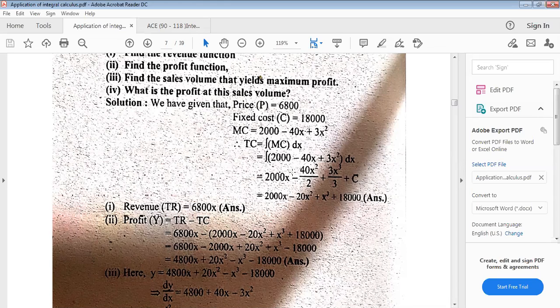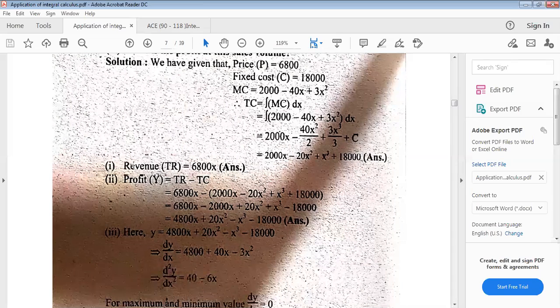Integration of 1 with respect to x will be x. Integration of x with respect to x will be x square by 2, that is x to the power 1 plus 1 divided by 1 plus 1. Now x square, integration, x to the power 2 plus 1 divided by 2 plus 1, that means x cube by 3. Now we have to introduce the fixed cost. C is given as 18,000. When x equals 0, the cost is 18,000.